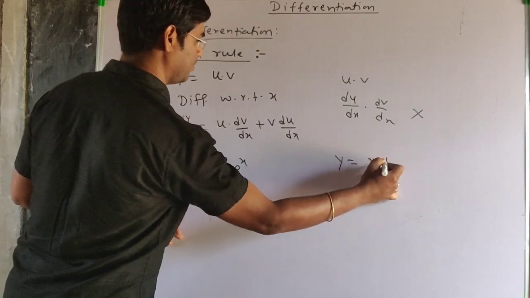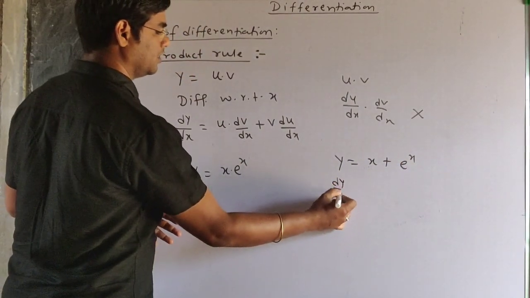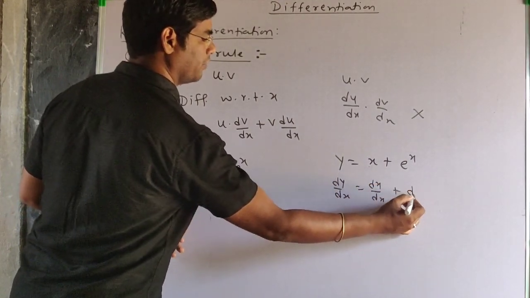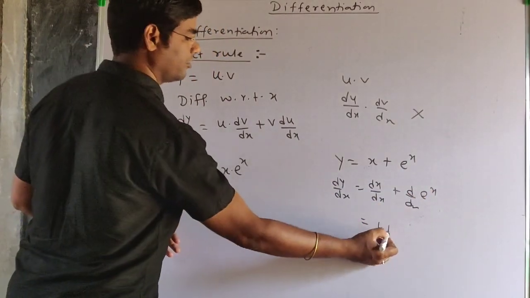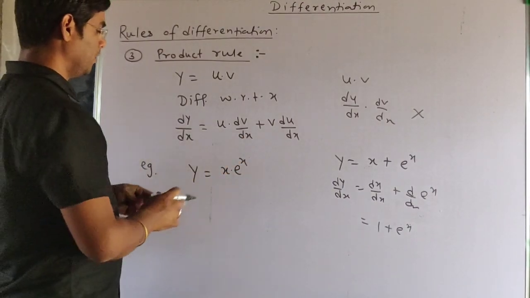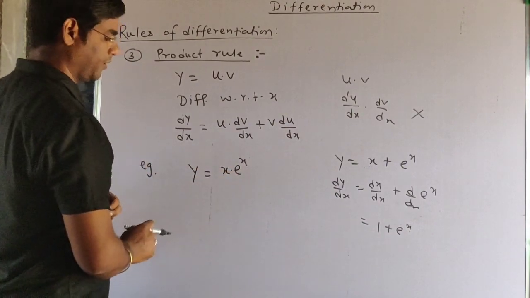For example, x plus e raised to x or x minus e raised to x, then we can directly differentiate this as derivative of x plus derivative of e raised to x. Derivative of x is 1 and derivative of e raised to x is what? e raised to x. So this is the answer for x plus e raised to x. But here x into e raised to x is there. Instead of plus or minus, we have a multiplication sign.